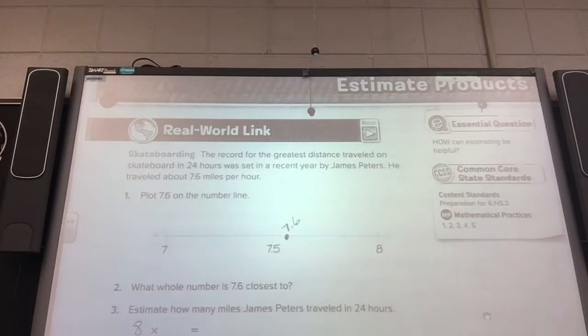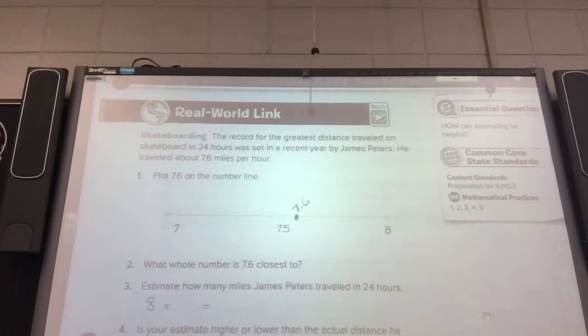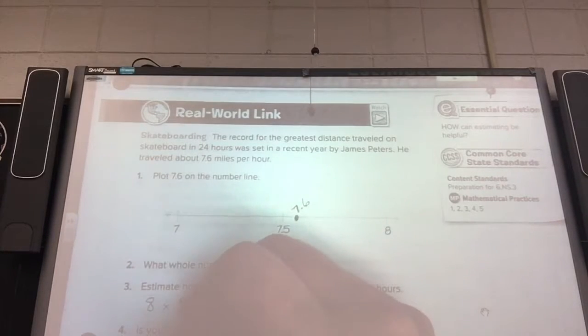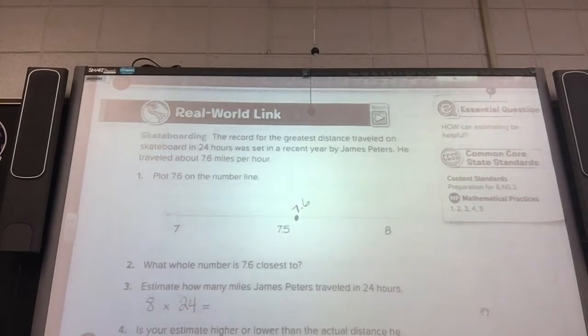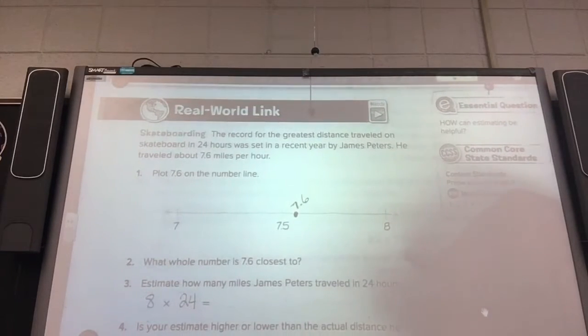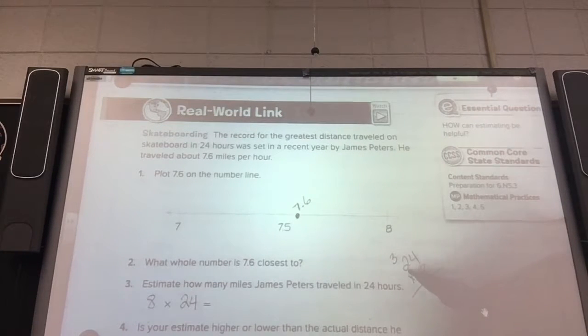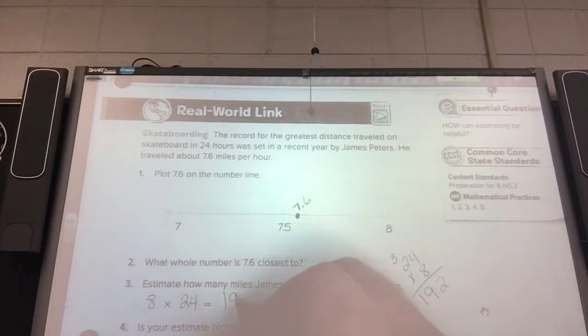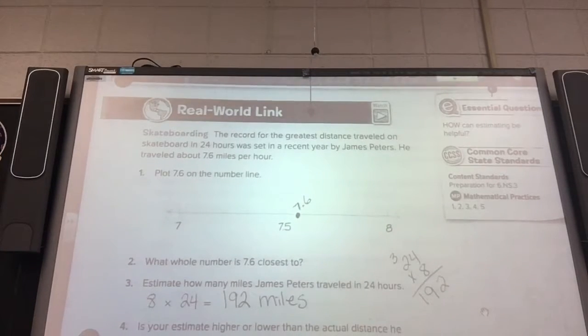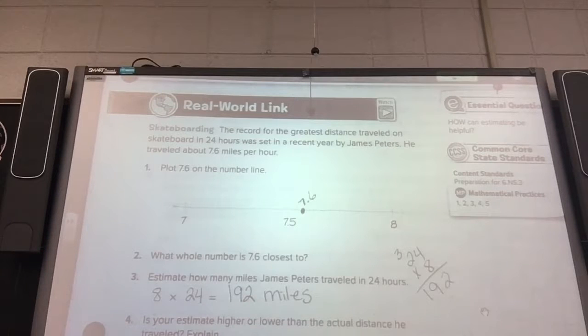So if we did 8 miles in 24 hours, 8 times 24 hours, it would tell us how far he went in that 24 hours. So 24 times 8, 8 times 4 is 32. Put the 2 down, carry the 3. 8 times 2 is 16, 17, 18, 192 miles. So this guy went 192 miles on a skateboard in 24 hours. That's a lot.